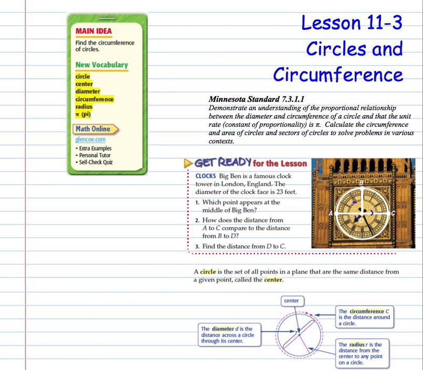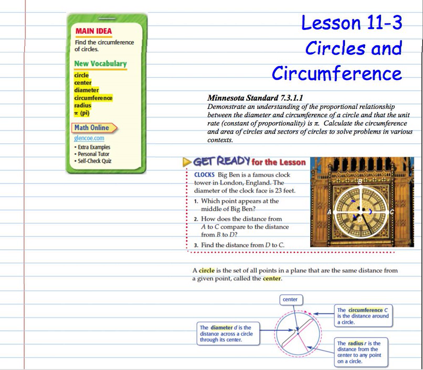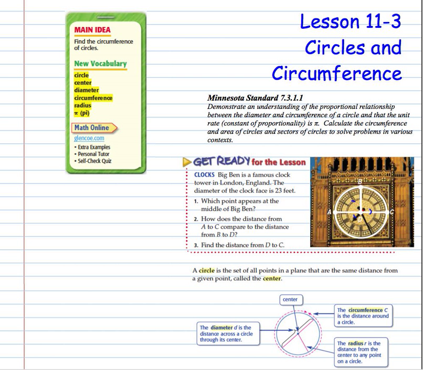This is lesson 11.3, circles and circumference. Big Ben is a famous clock tower in London, England. The diameter of the clock face is 23 feet. What point appears to be at the middle of Big Ben? It appeared to be point D, right here.